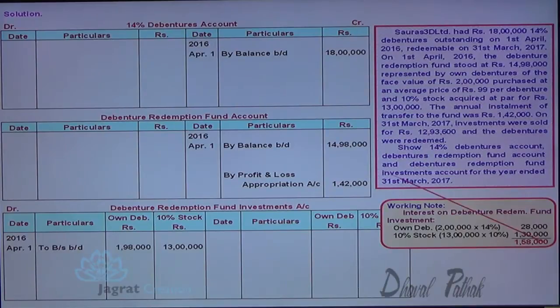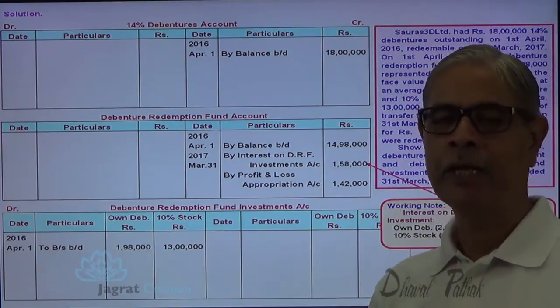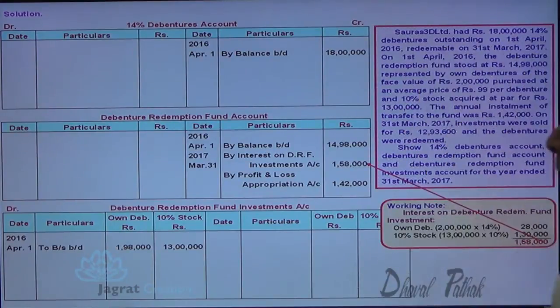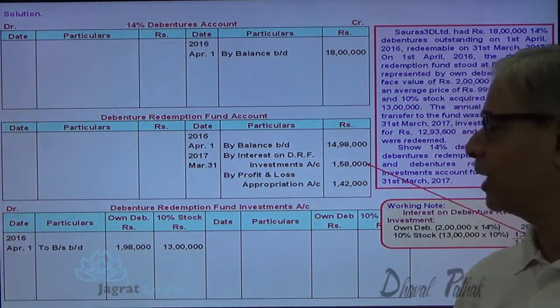So, bank account debit to interest on debenture redemption fund account credit. Interest on debenture redemption fund account debit to debenture redemption fund account credit. This is how, on 31st of March, the transfer to debenture redemption fund entry is recorded.